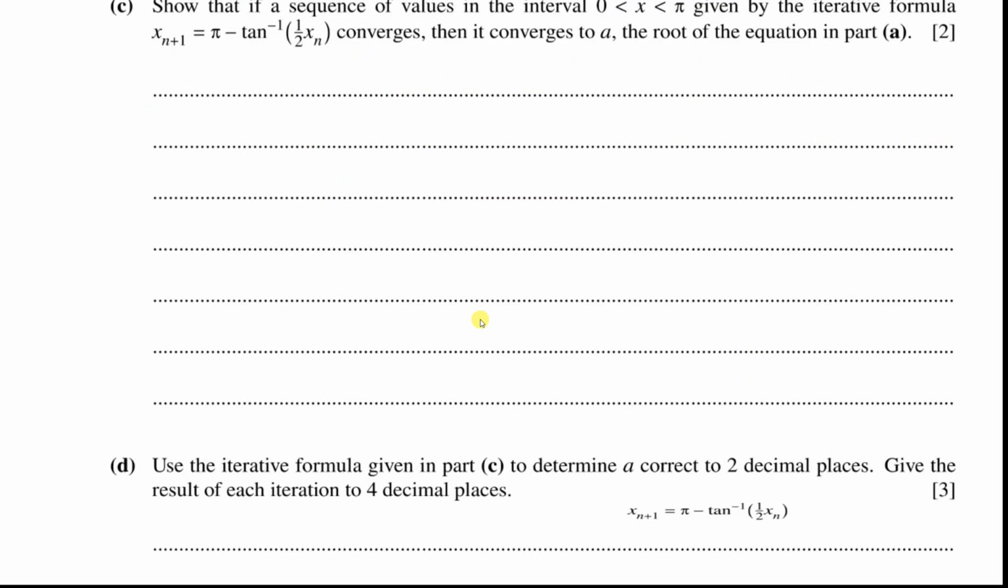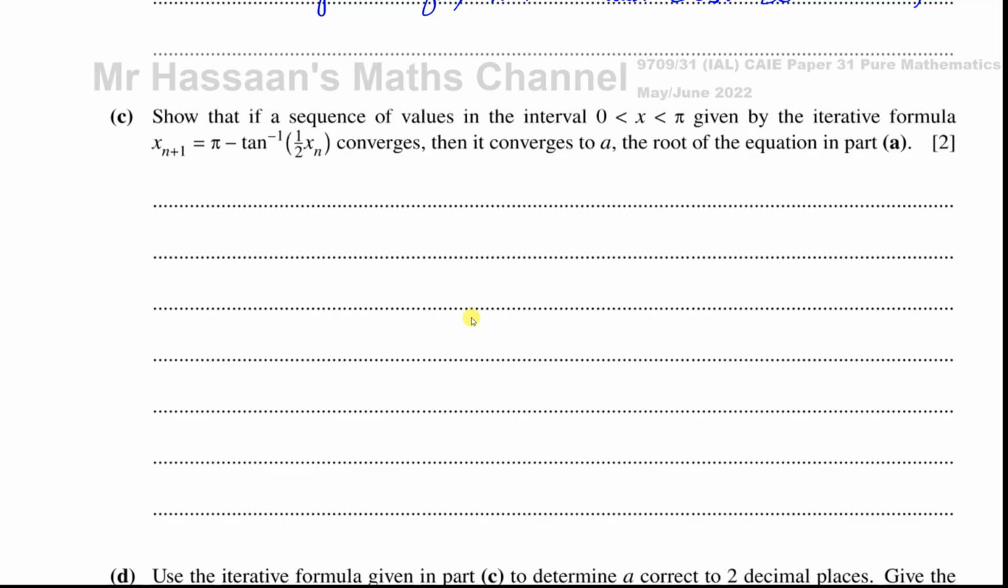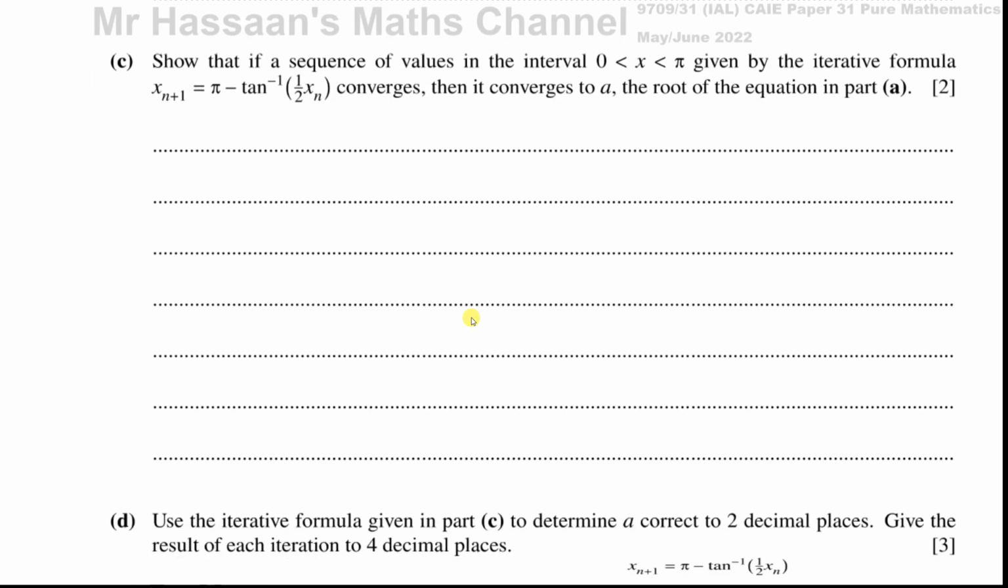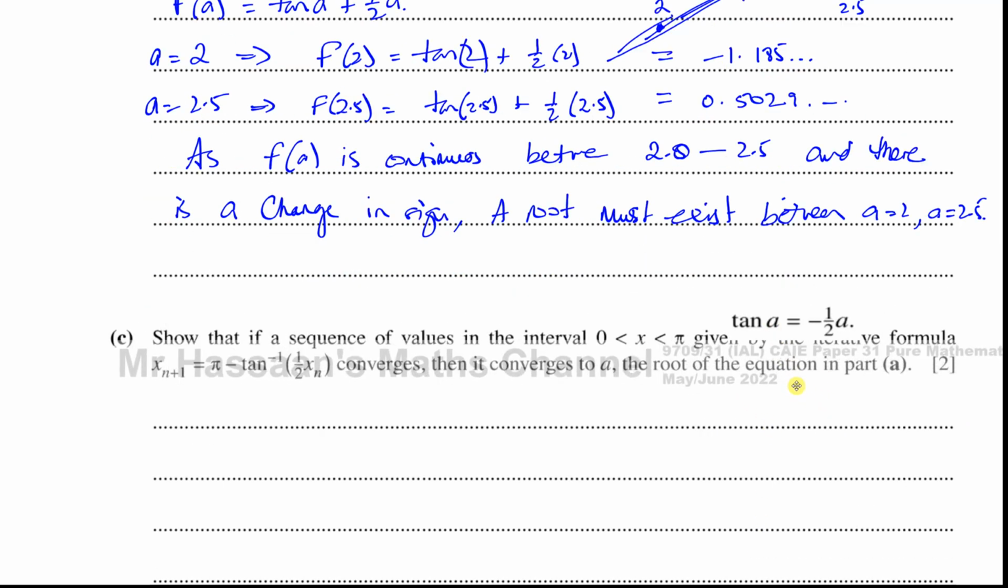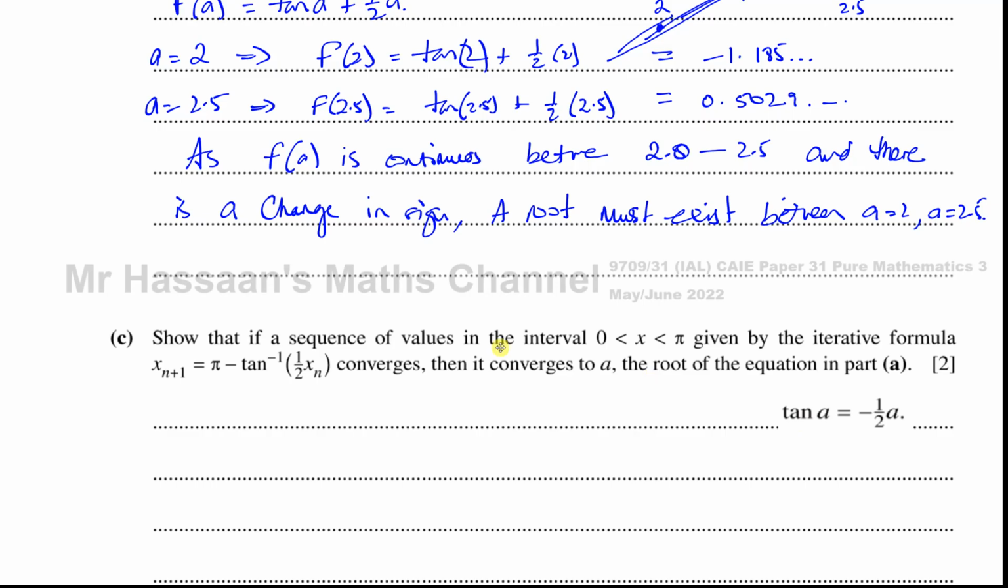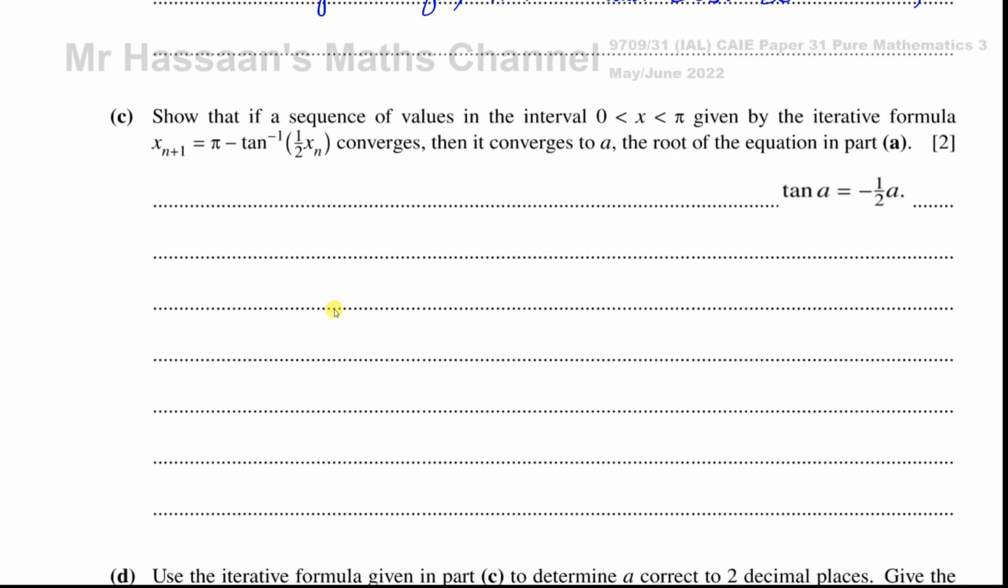Now part C was actually the question that the student asked. And basically we have our result for part A. So I think I'm going to need that down here. It says show that if a sequence of values in the interval between 0 and pi given by the iterative formula x n plus 1 equals pi minus inverse tan of half x converges, then it converges to a, the root of the equation in part A. So we're going to show that this iterative formula will end up giving us something that looks like that.